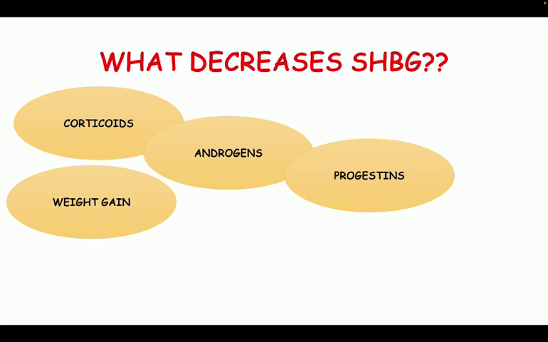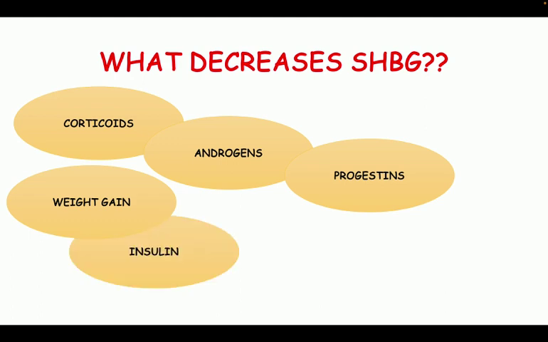Weight gain. Anytime there is excessive weight gain, it will lead to a decrease in SHBG. So there is an inverse proportion rather. A low level of SHBG is a predictor for development of type 2 diabetes mellitus. Whenever there is an increase in weight gain, that will lead to a low level of SHBG, and that is a predictor of development of type 2 diabetes mellitus.